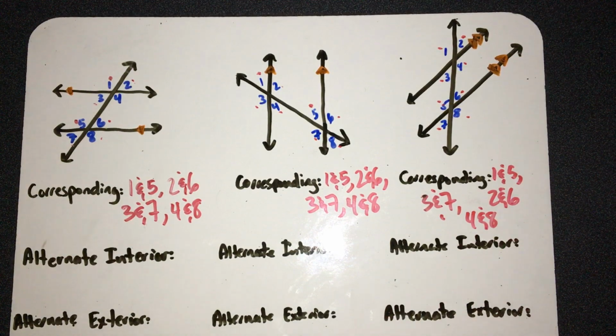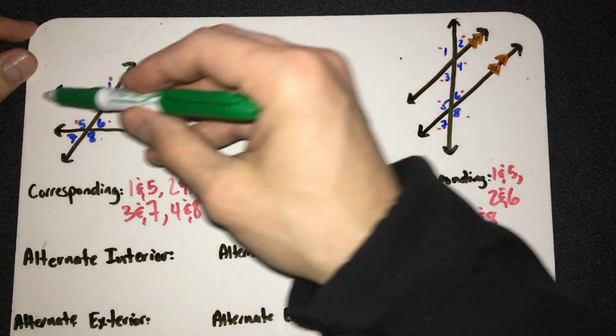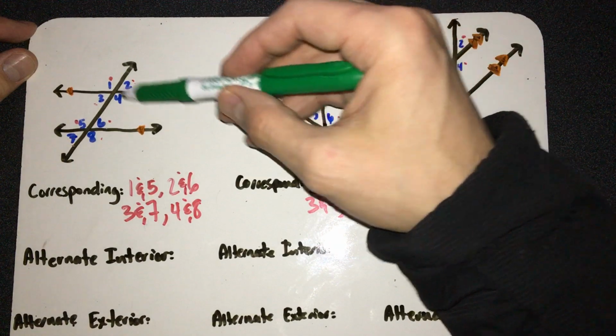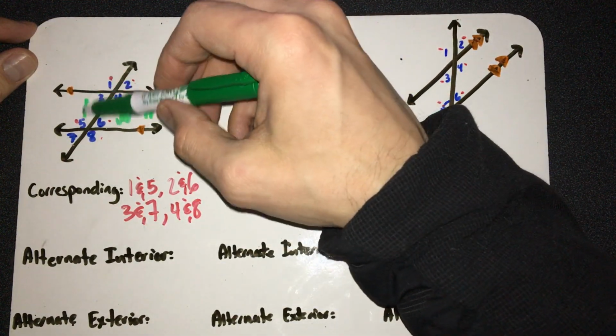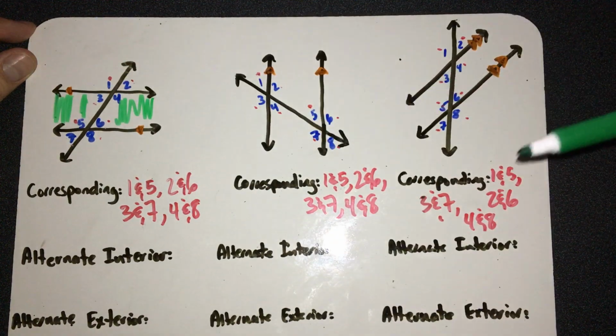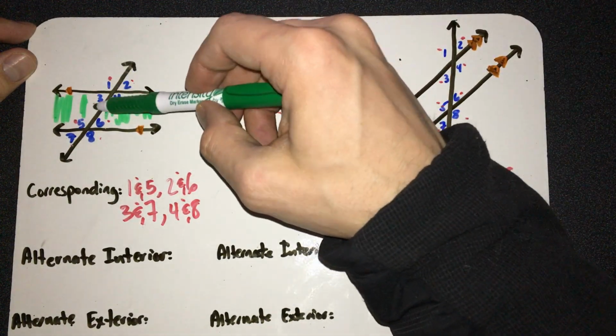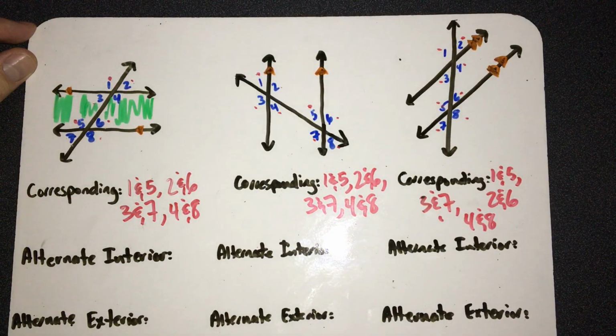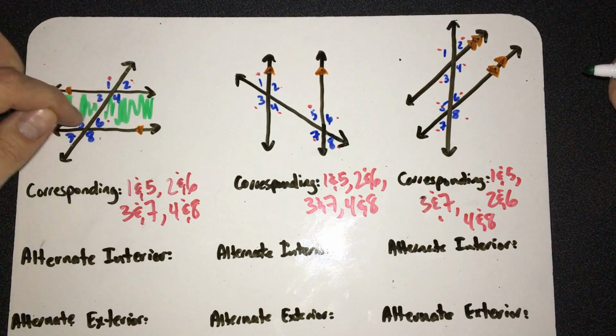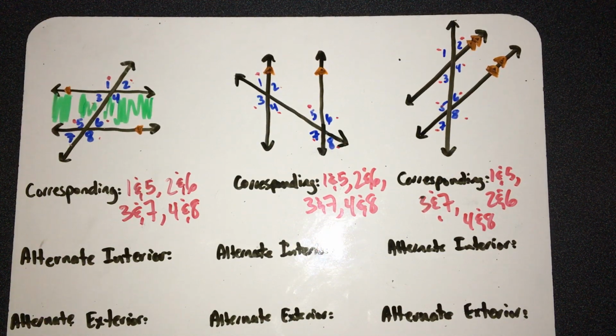Alternate interior angles. Now, interior is a word you've probably heard of before. Interior meaning inside, and specifically when they say interior, they mean inside, in between the parallel lines. So like in this example where my parallel lines are going across, right, they're horizontal, the angles in between the parallel lines, where I've shaded it in with green, those are your interior angles, 3, 4, 5, and 6. 3, 4, 5, and 6 are the interior angles.